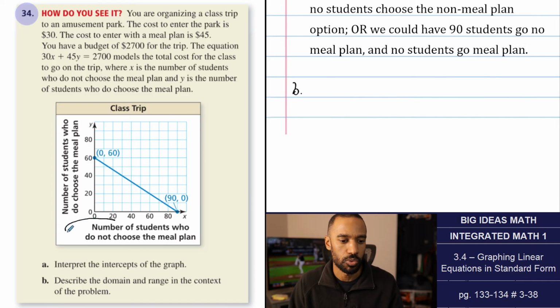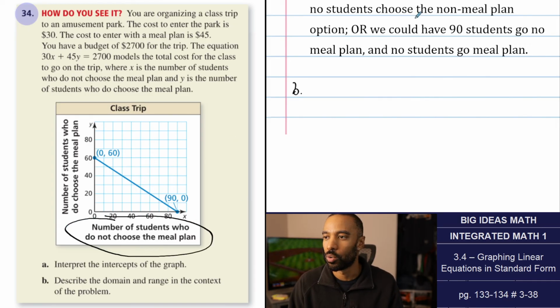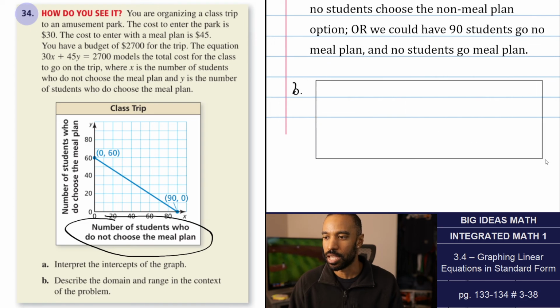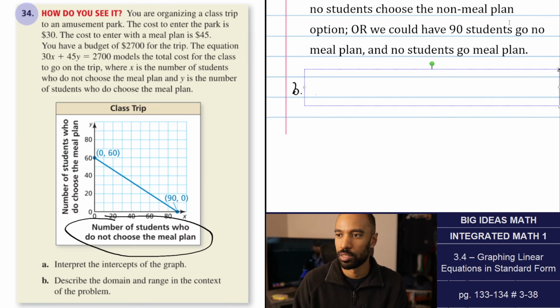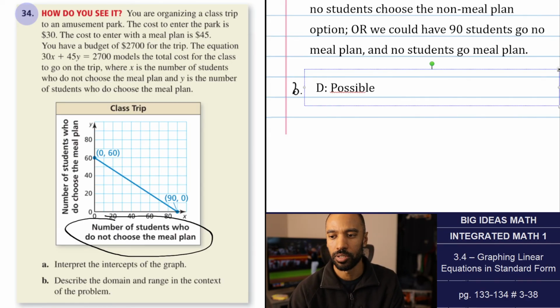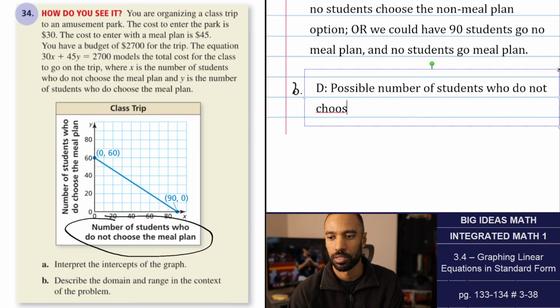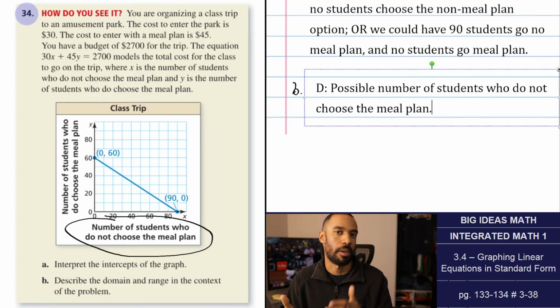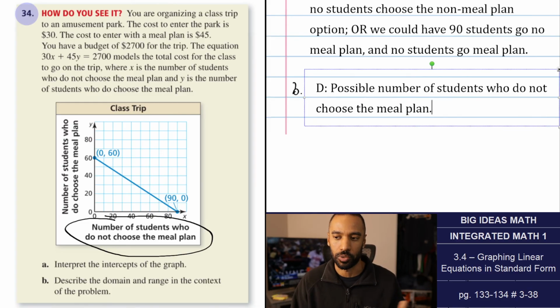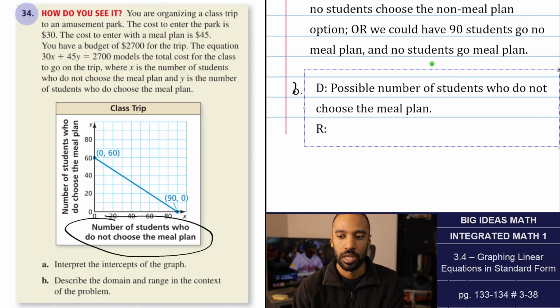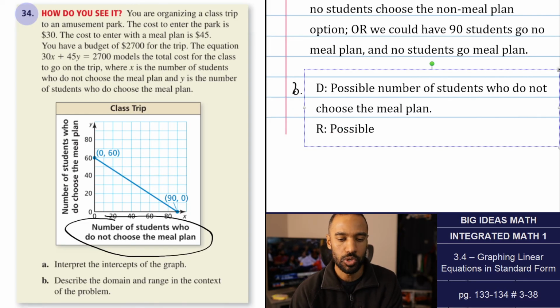It's the number of students who do not choose the meal plan. So the domain is the possible number of students who do not choose the meal plan. Now, that spans 0, maybe 3, 6, 9. I don't know what the actual numbers can be, but that's the domain. The range is the possible number of students who choose the meal plan.